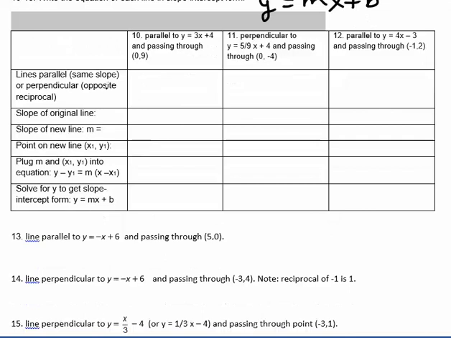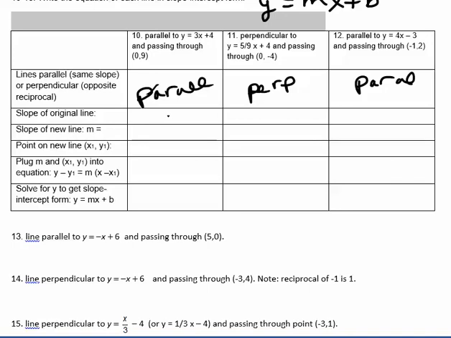The first row of the table just says to write whether they're parallel or perpendicular. Number 10 says parallel to, so that's parallel. Number 11, of course, will be perpendicular, and number 12 is parallel. So that just wants you to make note of which ones you're going to be doing it with.